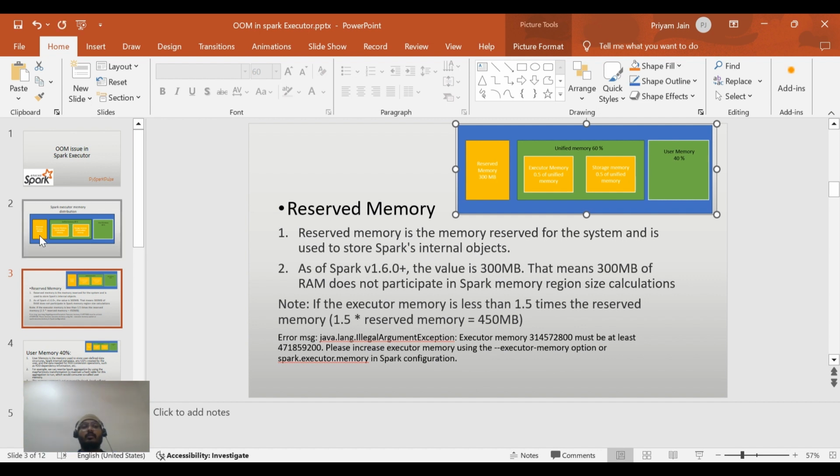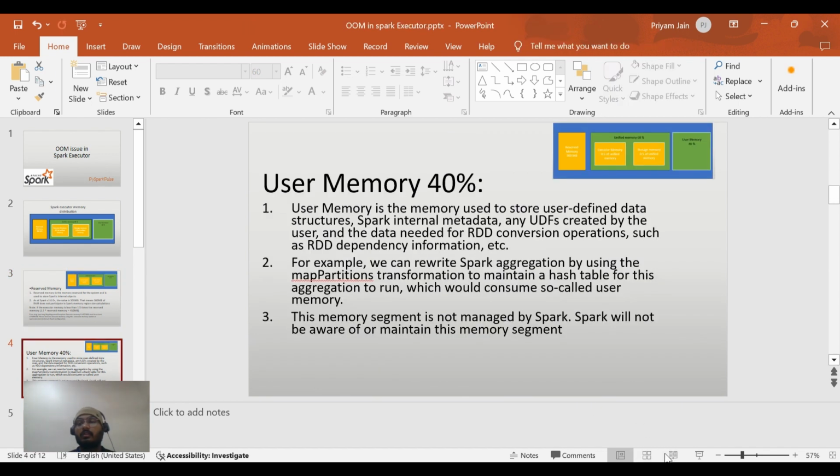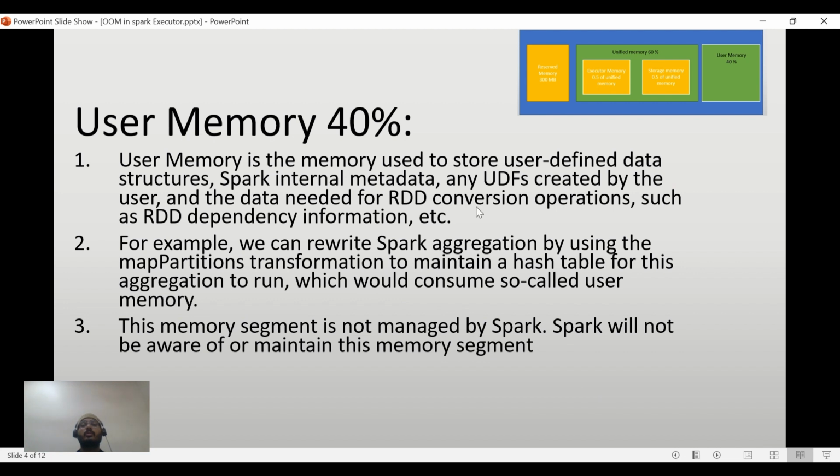Then we will see the user memory, that is 40%. The user memory is 40% of the Spark memory. It is used to store UDFs, RDD conversion operations and RDD dependencies, and the lineage of that. It is kept in the user memory, along with Spark internal metadata and so on. For example, Spark can rewrite aggregation by using the mapPartitions transformation to maintain a hash table for the aggregation to run, which would consume so-called user memory. This is very clear from the example.